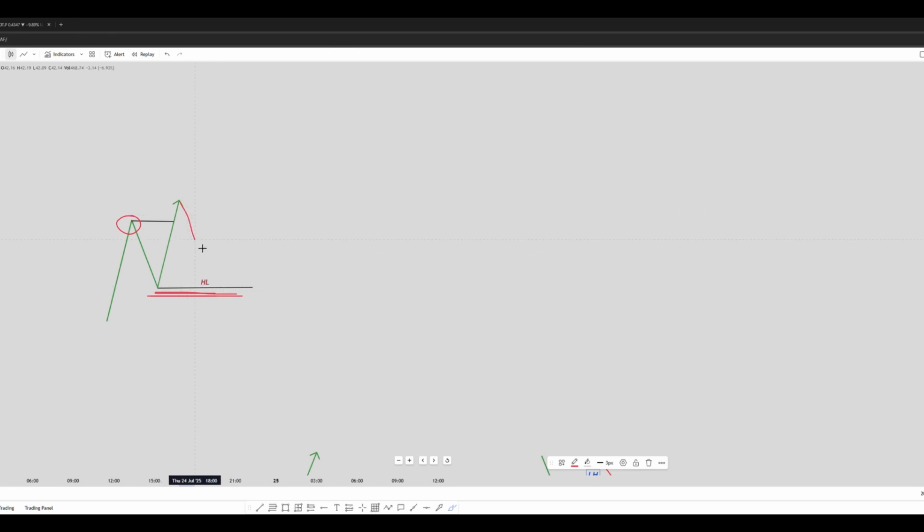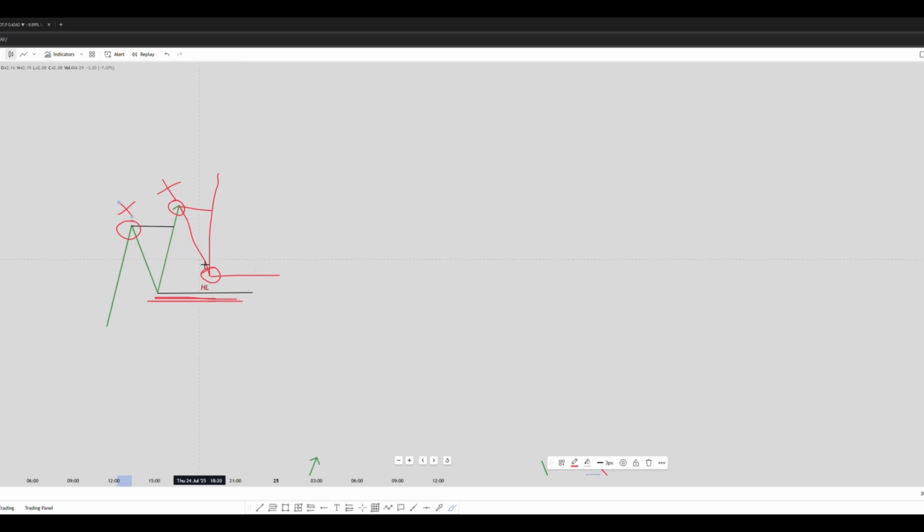So the market pulls down here, it pulls up. At this point, the higher high has been taken out, giving us a break of structure. Which means that this particular zone is our protected zone, making this zone unprotected.